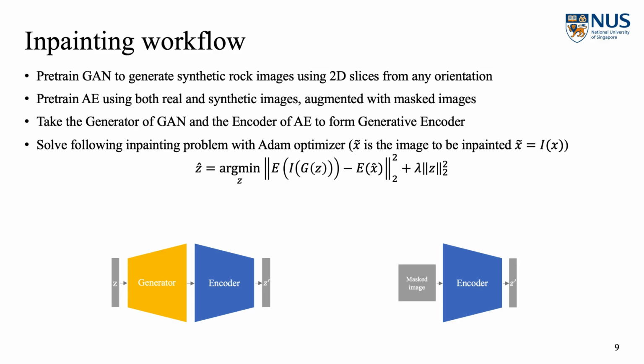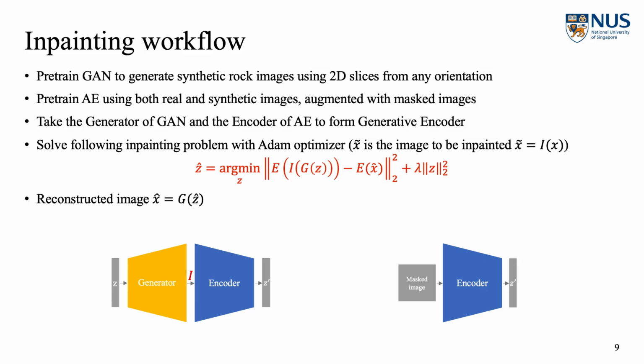It is mapped to the hidden space Z' using the encoder. The synthetic image given by the generator is masked by the masking function I and then mapped to the same hidden space Z'. This objective function aims to minimize the difference between the reconstructed image and the masked image in the hidden space learned by the encoder. The reconstructed image X hat is produced by the generator with the soft optimal Z hat as input.